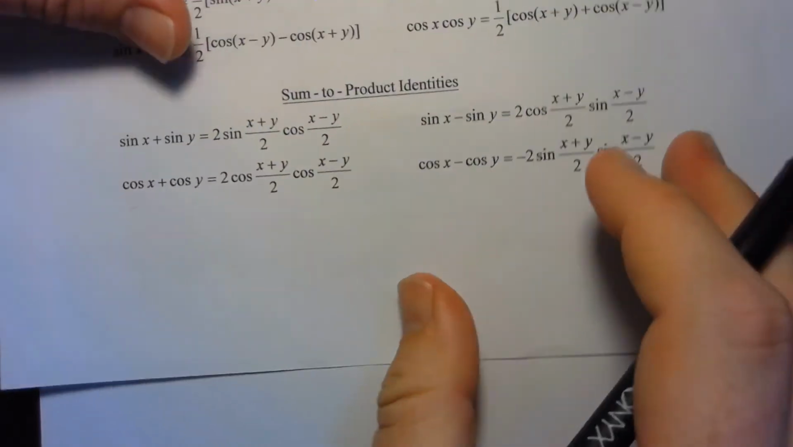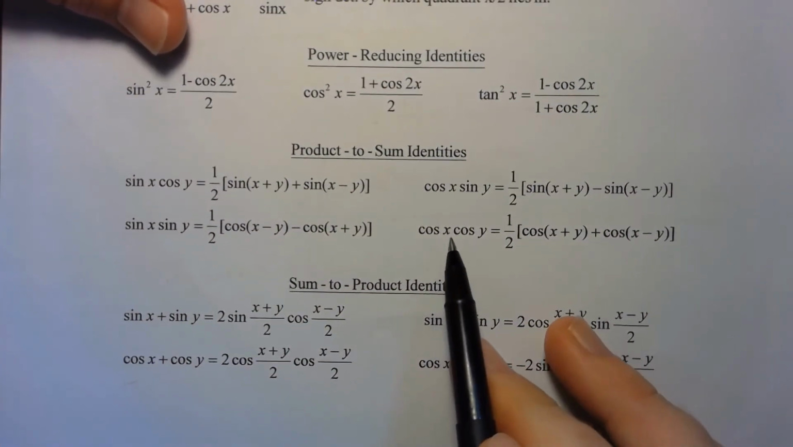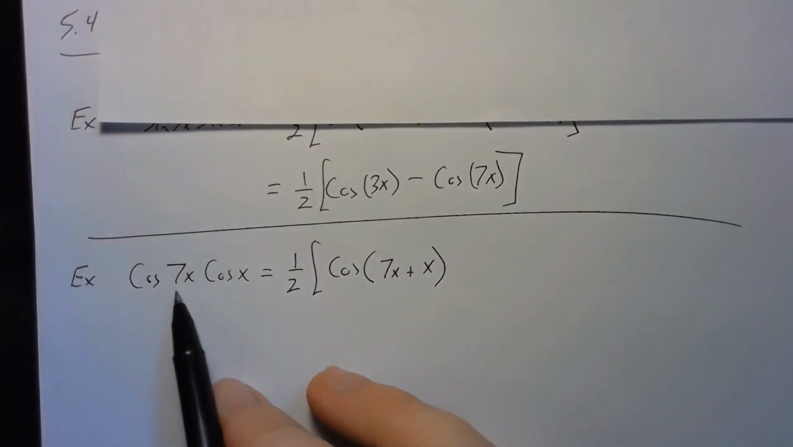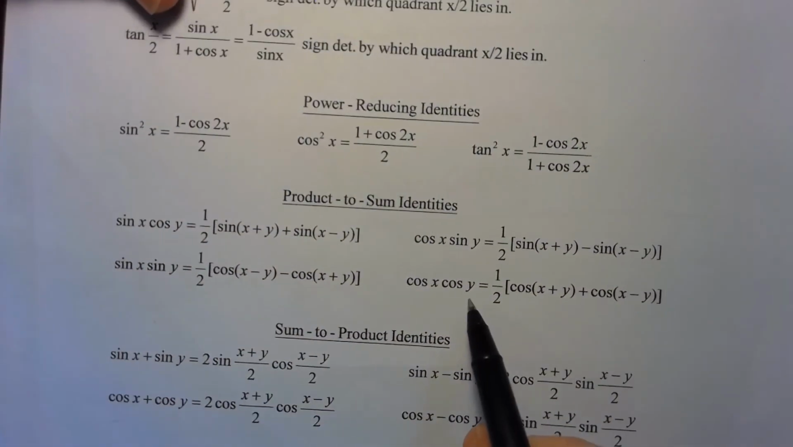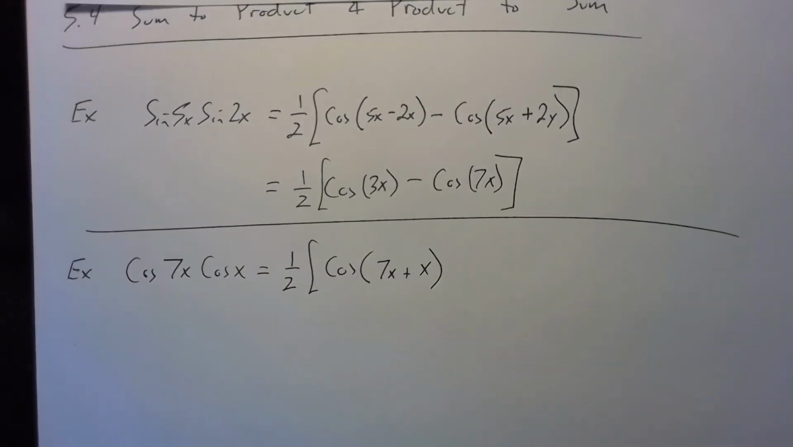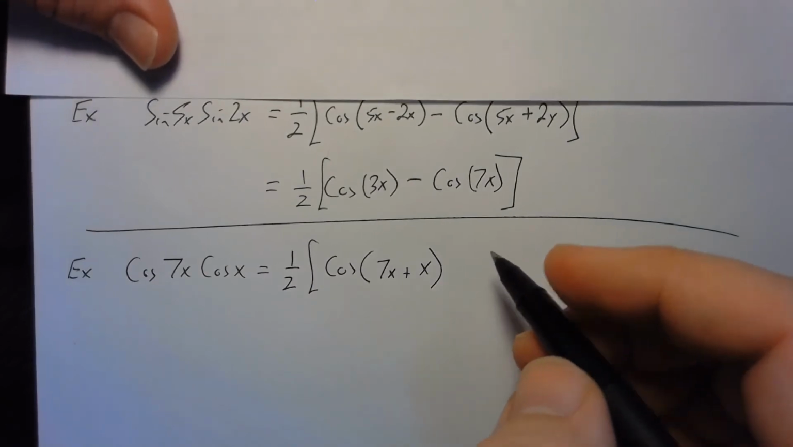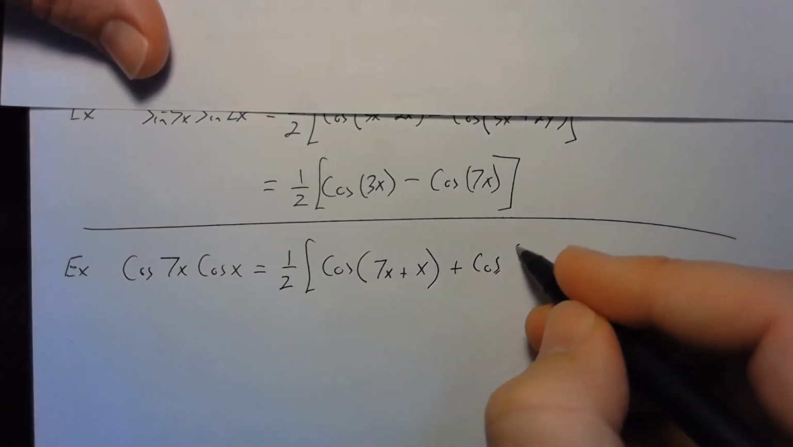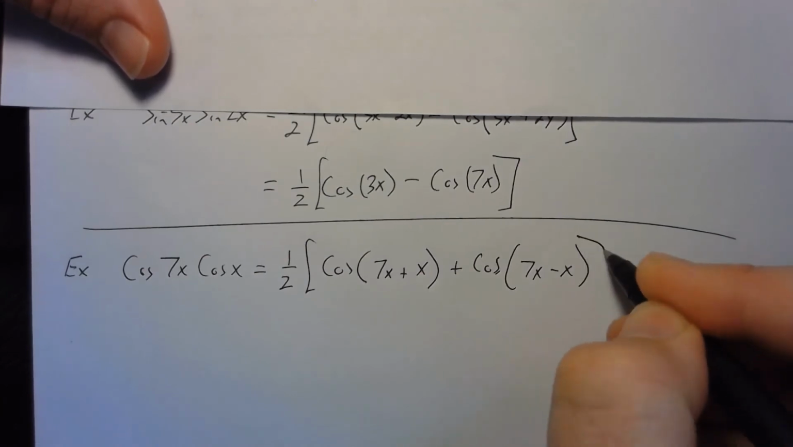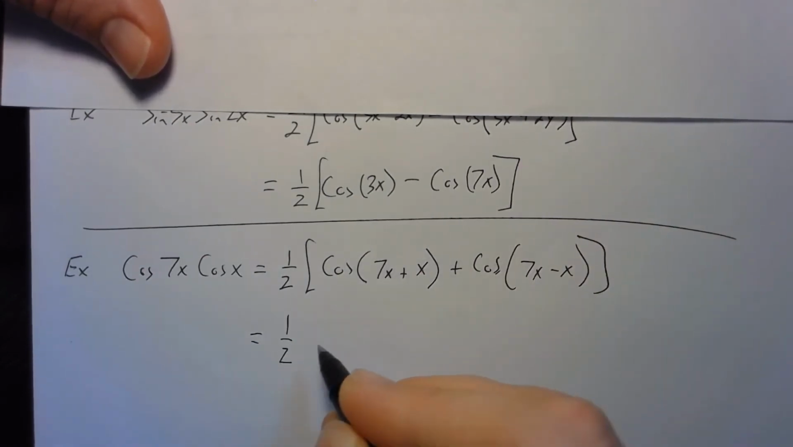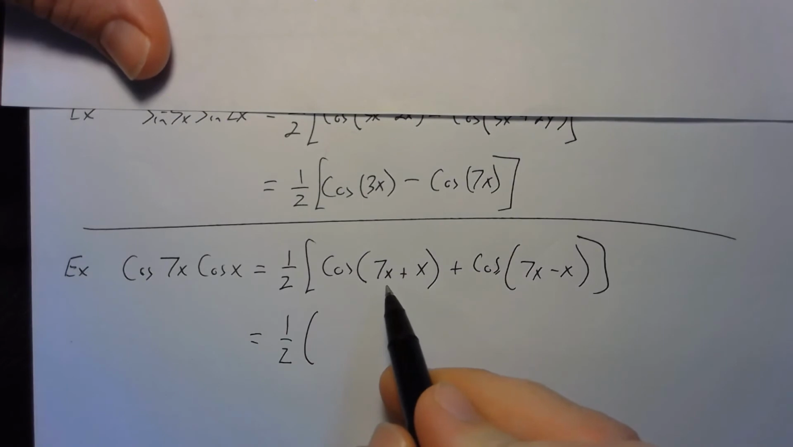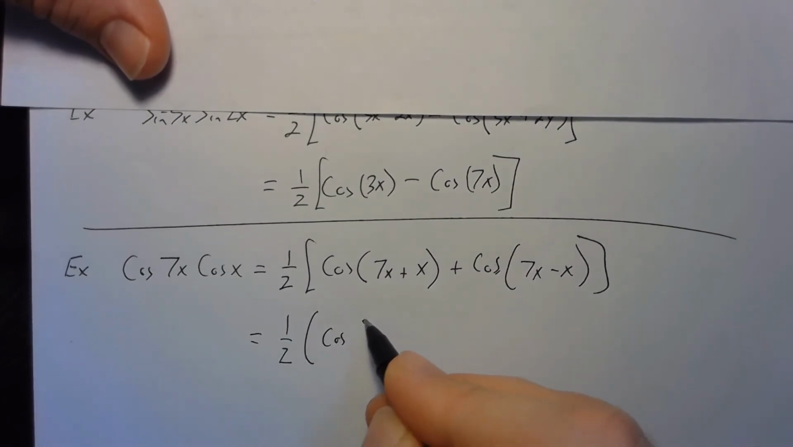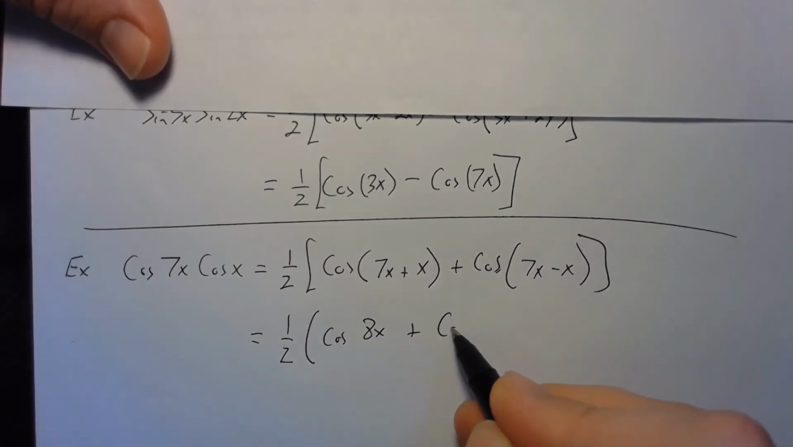That might be confusing to look at the first time, but again, my cosine of x is my first x value. My first x value is 7x, and my second value is a y, and my second value in this case is x. So again, that's how I'm labeling all these values. So the cosine then of 7x minus x in this case, this gives me 1/2 multiplied by the cosine of 8x plus the cosine of 6x.